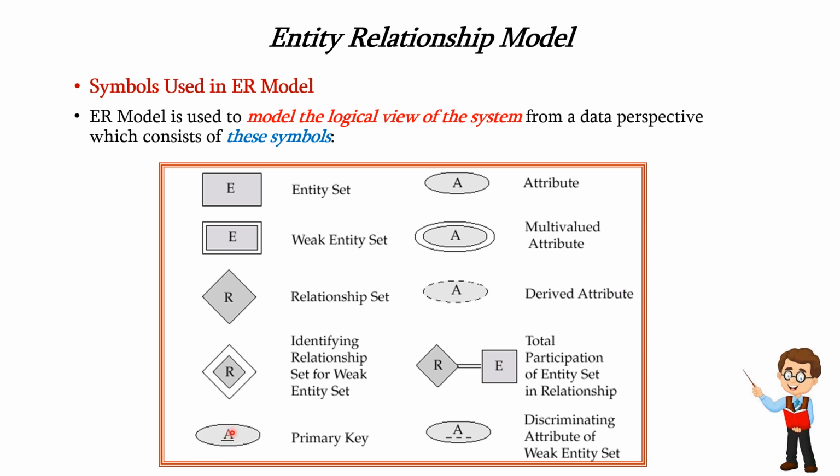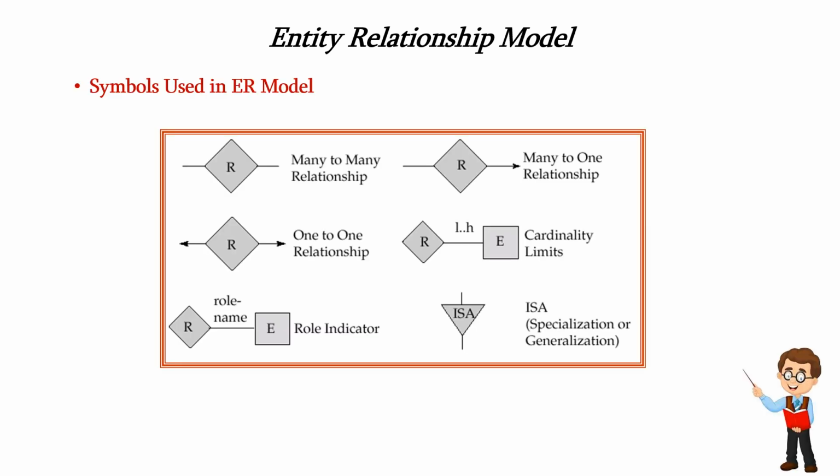And we can see that the attribute A is underlined with a solid line, which indicates the primary key, and in general the attribute is represented with the oval shape. Double oval represents the multi-valued attribute. Dashed oval represents the derived attribute. And we can see that the relationship R is connected to the entity E with the double line, which indicates the total participation of the entity set in the relationship R. And A is underlined with the dashed line, which indicates the discriminating attribute of the weak entity set. And some more symbols are given here.